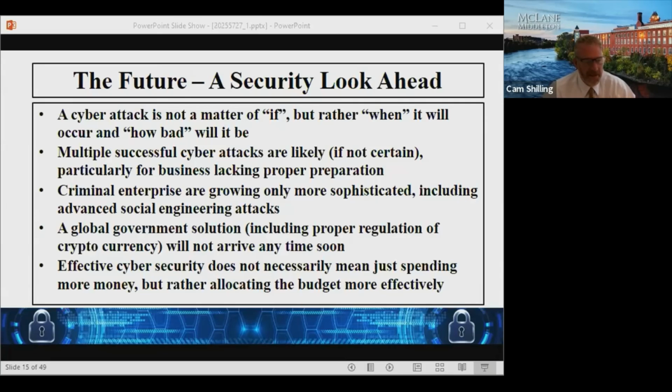And then the last thing, this is the last piece of good news: good cybersecurity doesn't necessarily have to cost more. You just have to be smarter about how you spend your existing IT dollar.